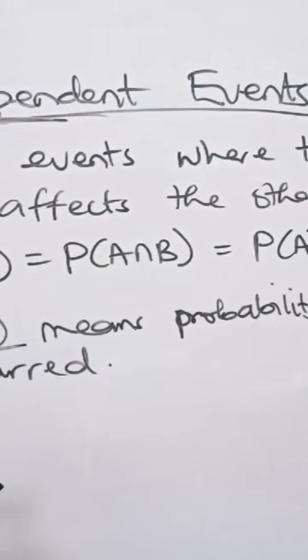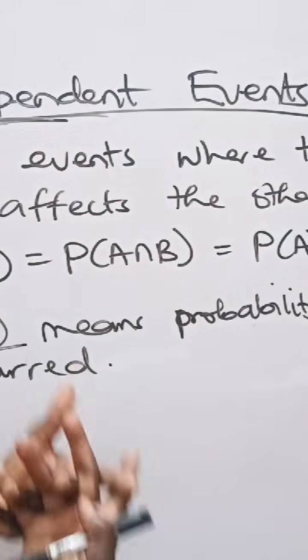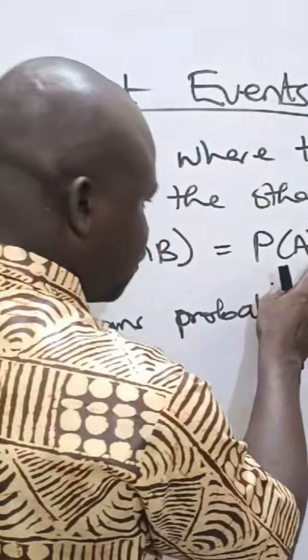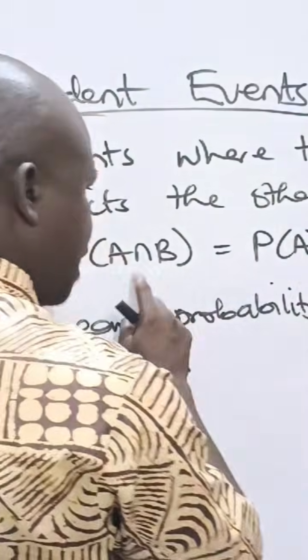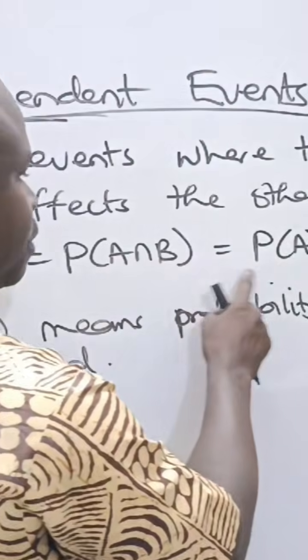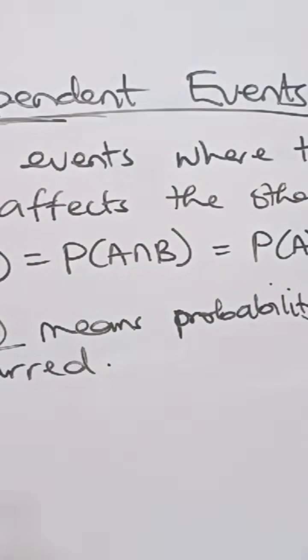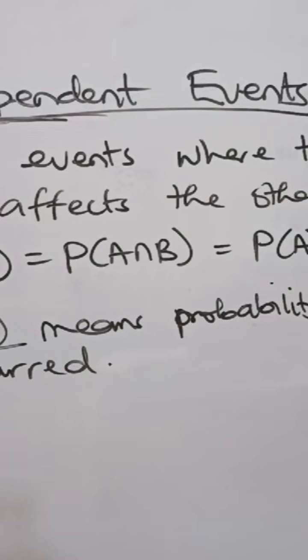But in this case now, the probability of one affects the other. So if you have two events, A and B, the probability of A and B, or A intersection B, will be the probability of A multiplied by the probability of B given that A has occurred. So that is the condition here, because the probability of A and B depend on each other under dependent events.